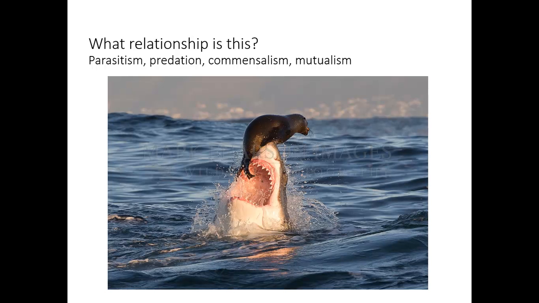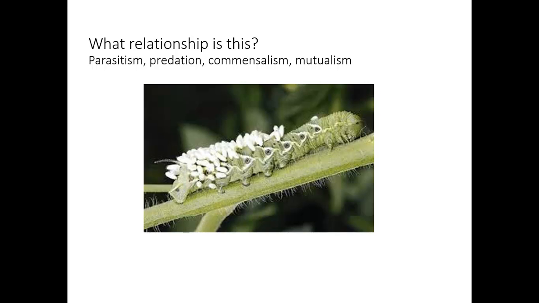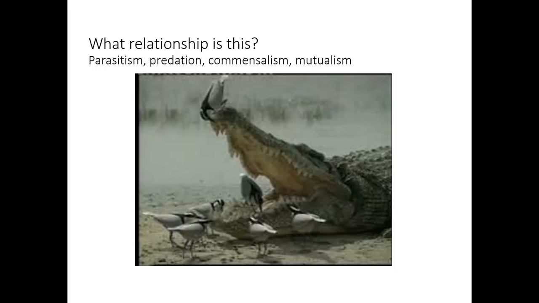Okay, great white shark and a seal. This is predation. What is this? Caterpillar and some sort of egg larvae. This is parasitism. Okay, we have an alligator and birds. Looks like this is mutualism. The birds are getting a meal and the alligator is getting its teeth cleaned.